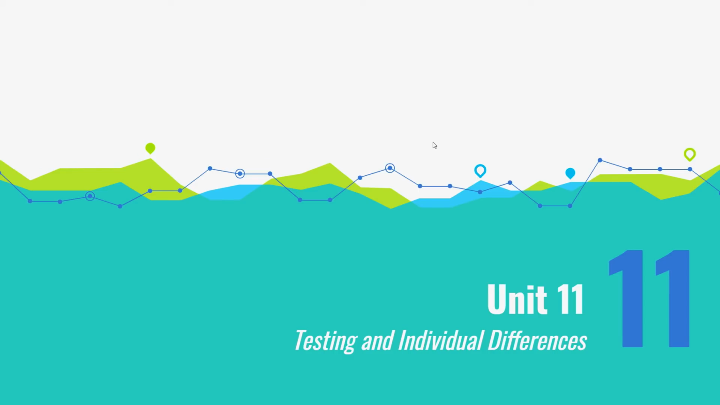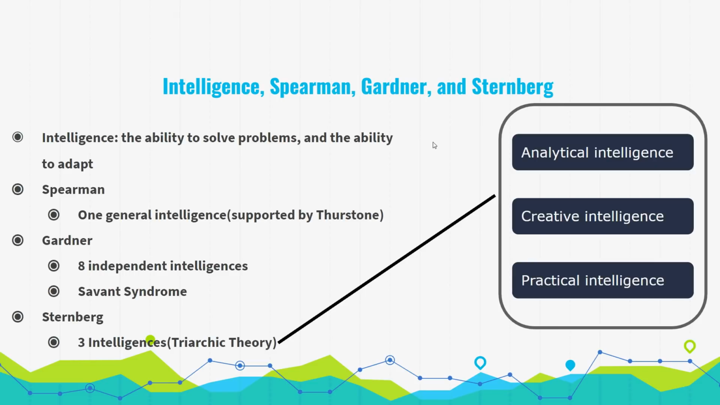Today we're going to be looking at Unit 11. We're going to start with talking about testing and individual differences. We're going to begin with intelligence. So intelligence is the ability to solve problems and the ability to adapt. Now, psychologists Spearman, Gardner, and Sternberg have different theories about intelligences.